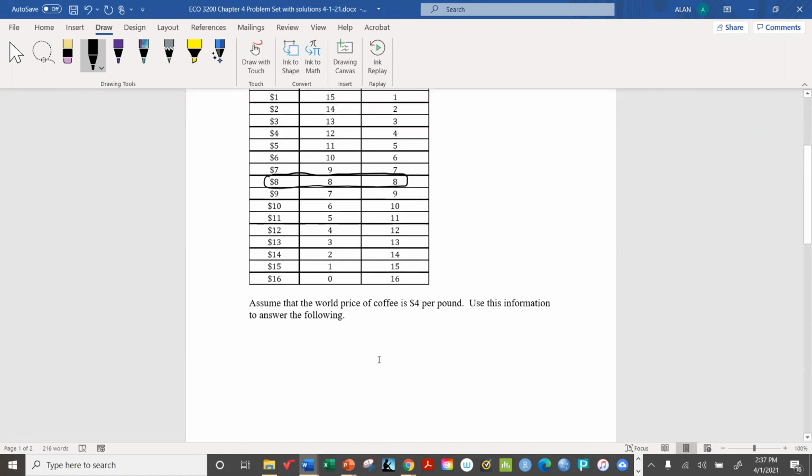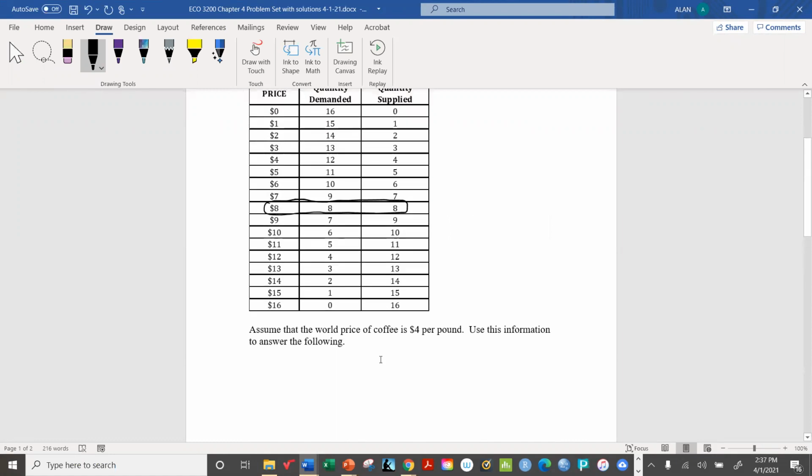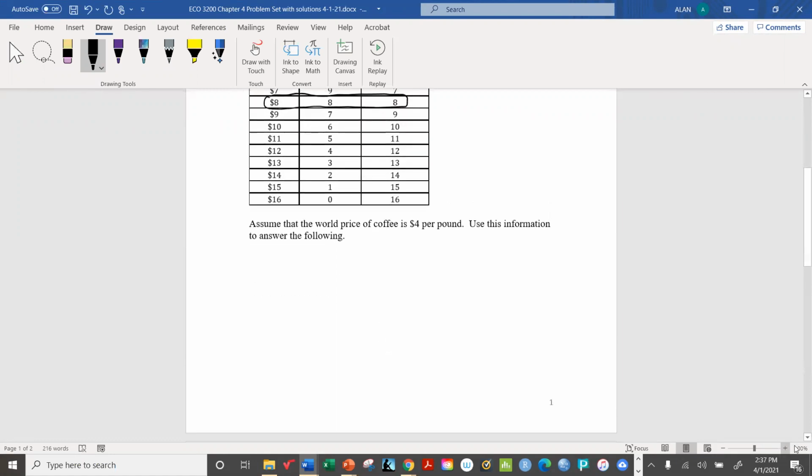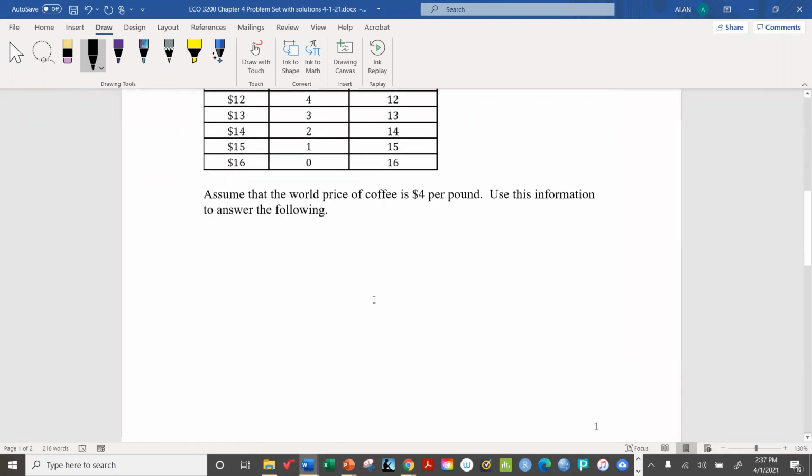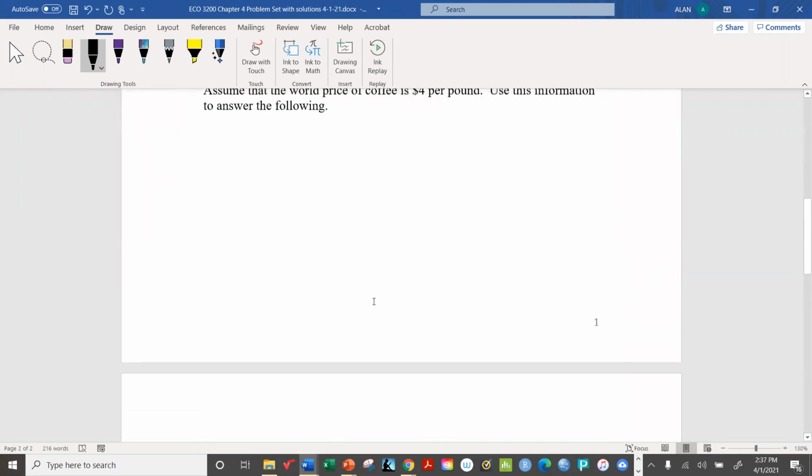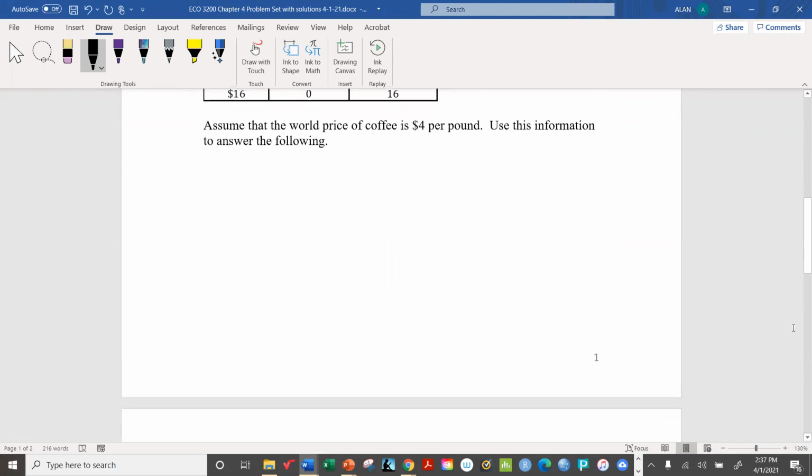So we'd like to start by drawing these supply and demand curves as best as we can, and using that to analyze several key details here. So let's see. I guess I could squeeze it in right here.